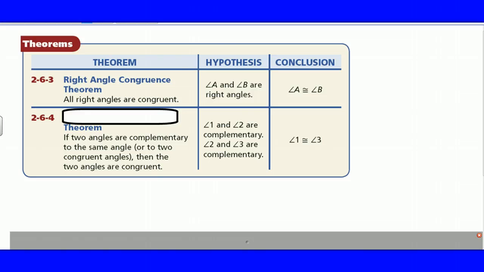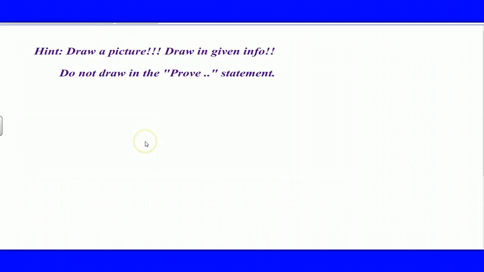Second, if two angles are complementary to the same angle, then the two angles are congruent. So if angle 1 and angle 2 are complementary, and angle 2 and angle 3 are complementary, angle 1 and angle 3 are congruent, right? So this is like our congruent supplements theorem. It's just the congruent complements theorem. Very exactly the same, isn't it? Except we're talking about complementary angles now.